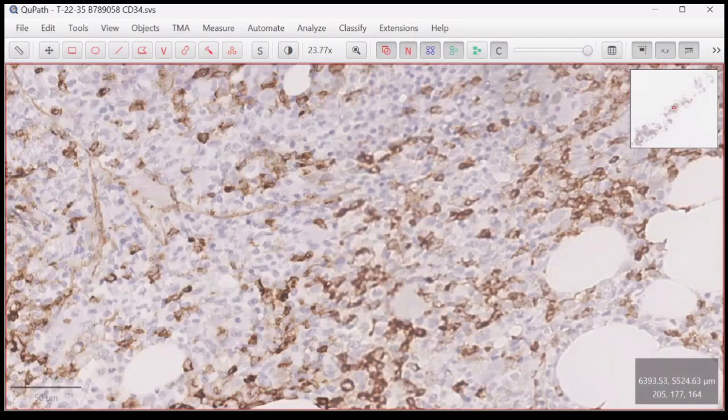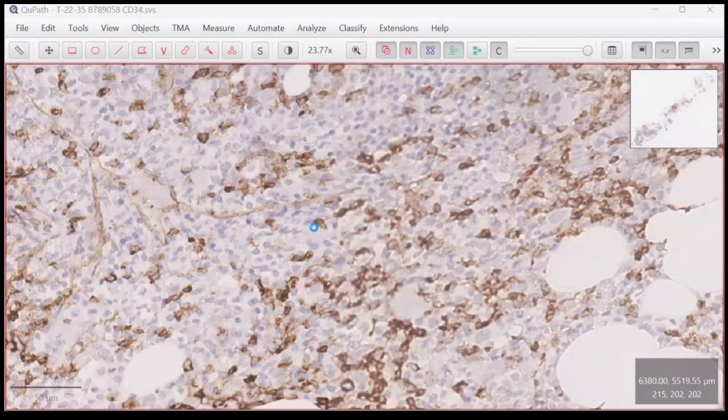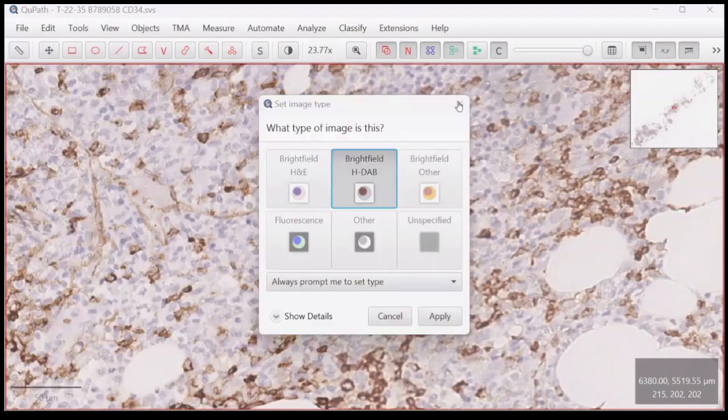We move to CD117. This is another marker for immature cells. This is CD117.